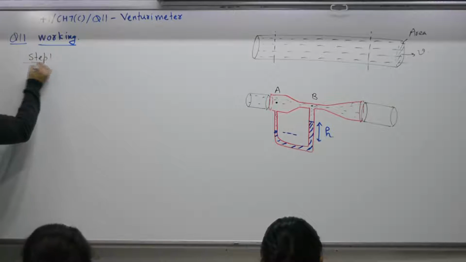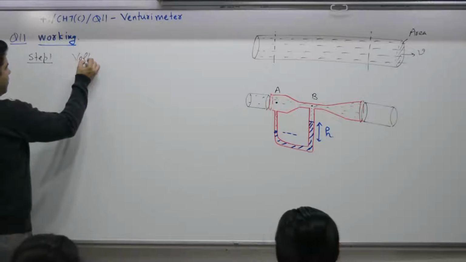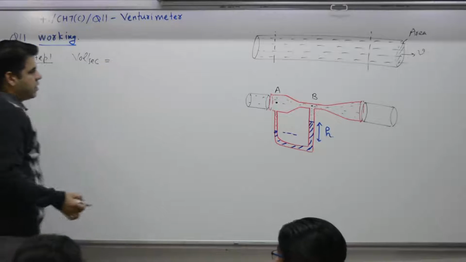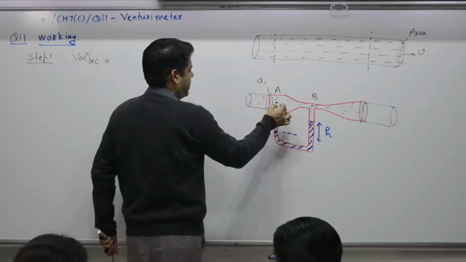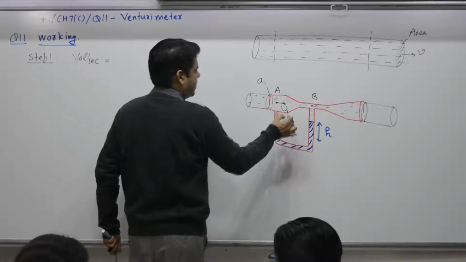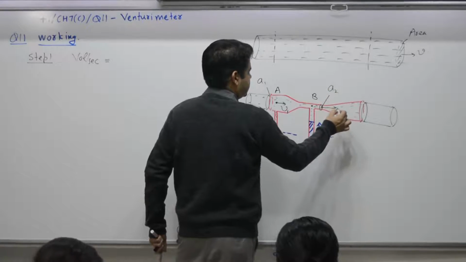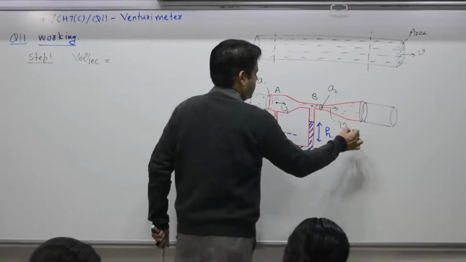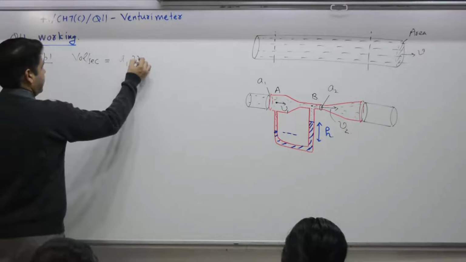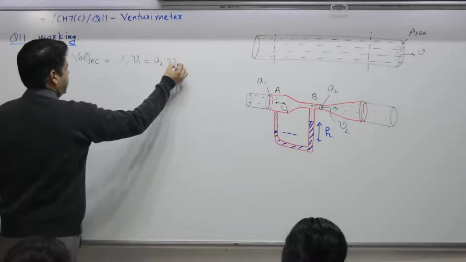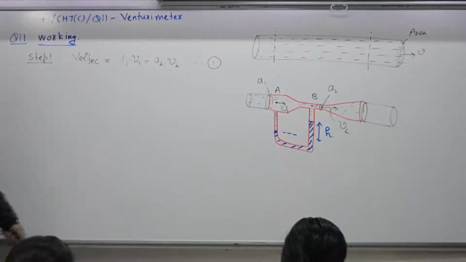Step 1. Continuity equation. Volume flowing per second remains same. Let area at this point be A1 and velocity at A be V1. Area at this point is A2 and velocity at this point is V2. Volume flowing per second: A1 V1 is equal to A2 V2. This is one equation which you will use for numericals.